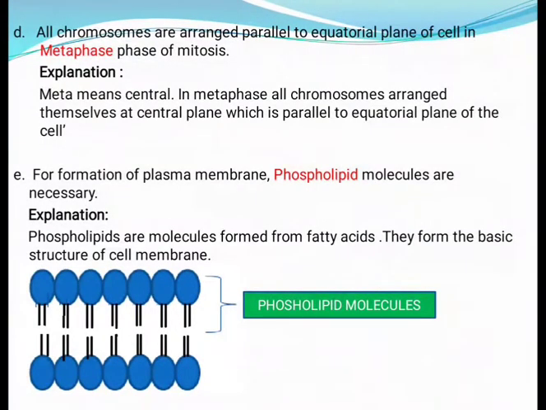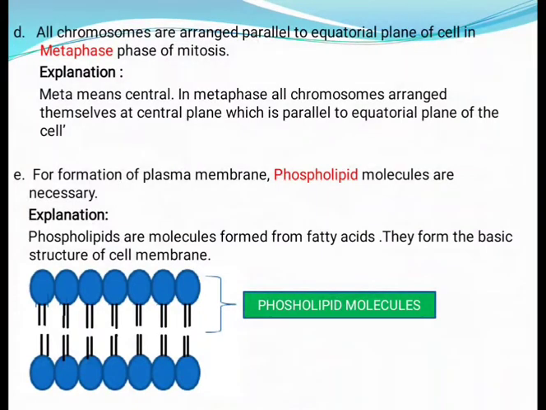Answer is phospholipid molecules. Explanation: phospholipids are molecules formed from fatty acids. They form the basic structure of the cell membrane. So students, if you see the diagram of the cell membrane here, you can see that the phospholipid molecules, the repeated structure of phospholipid molecules, are arranged themselves in a linear way.